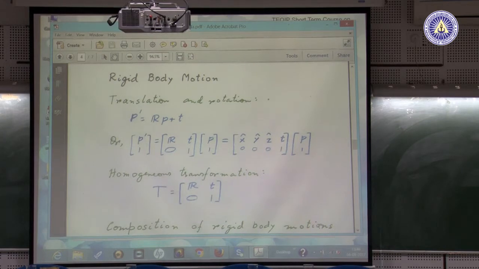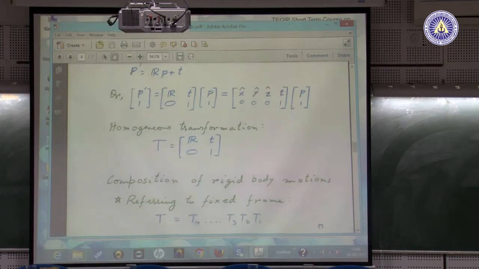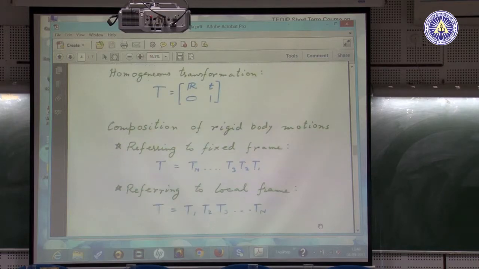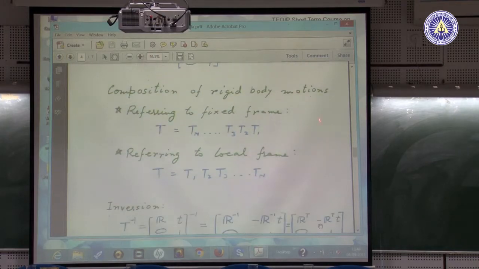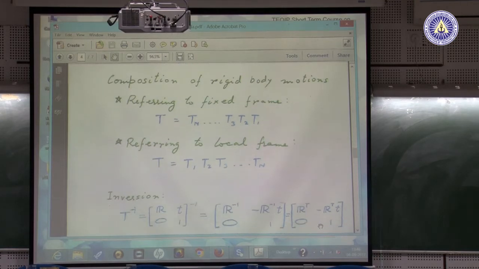Okay. And now, composition of several rigid body motions referring to the fixed frame will be done like this, and referring to the body which itself is going through those motions is this. You have already given one rigid body motion to a body, and that was represented like this matrix sitting inside. Okay. Now, you want to bring it back. In order to bring it back, you have to give the inverse transformation.